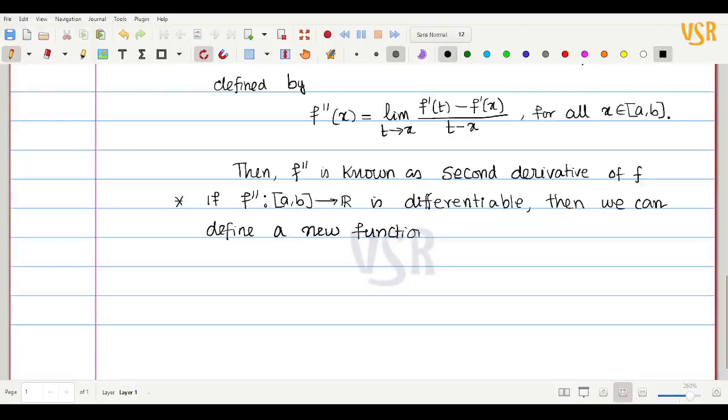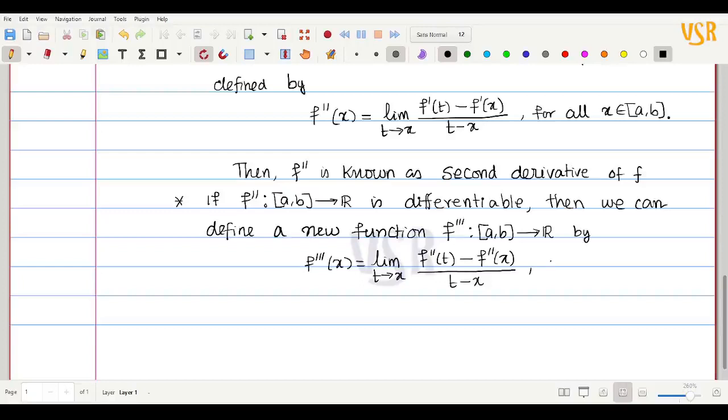This function is f triple dash. This is a function from the closed interval [a, b] to R, given by f triple dash at x, which is equal to the limit as t tends to x of (f double dash at t minus f double dash at x) divided by (t minus x), for all x belonging to the closed interval [a, b]. So this is known as the third derivative of f. That is, f triple dash is known as the third derivative of f.